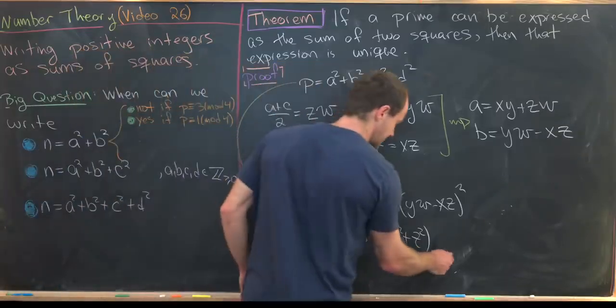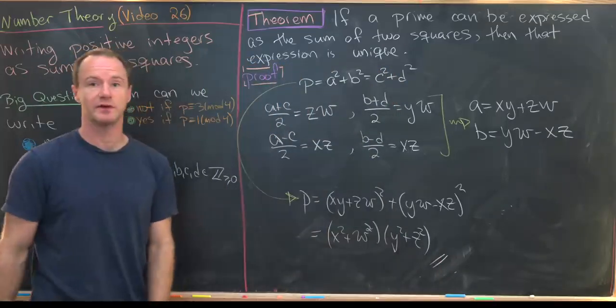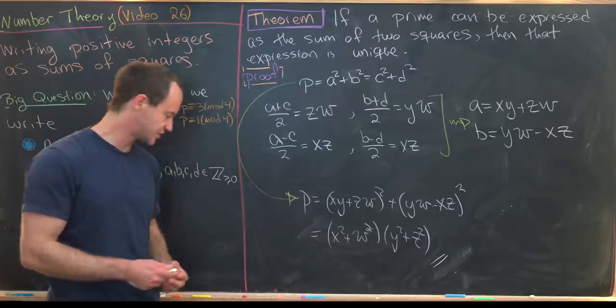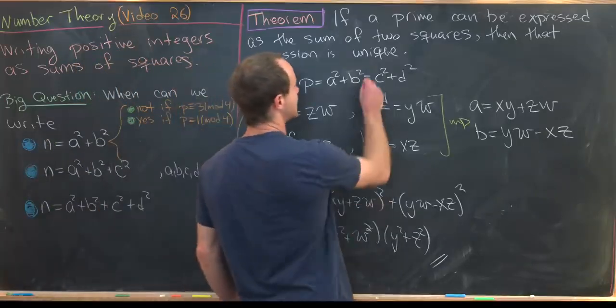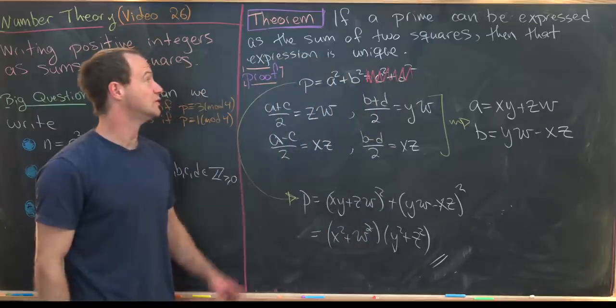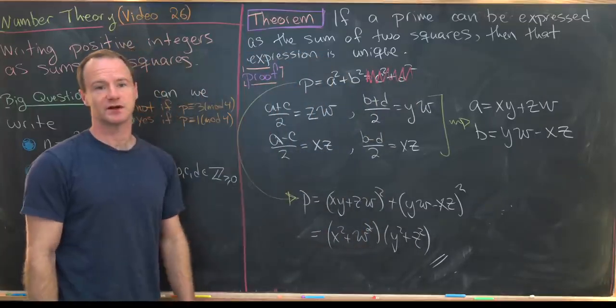That goes against the definition of a prime number. So we've come to a contradiction. And what is that contradiction? Well, that would be this assumption that we can indeed write this as two different sums of squares.